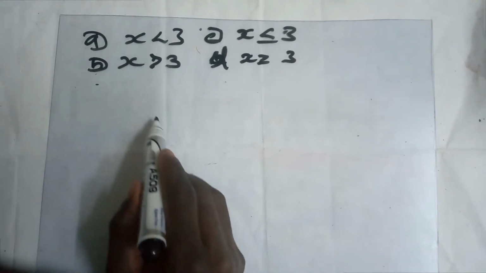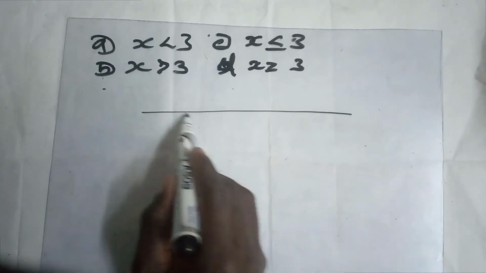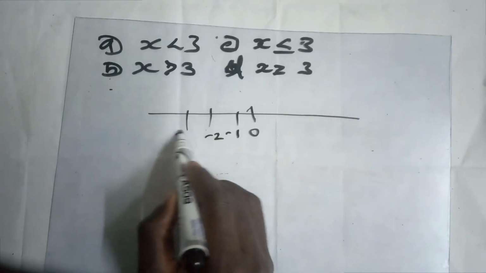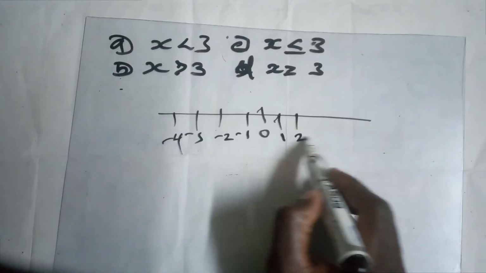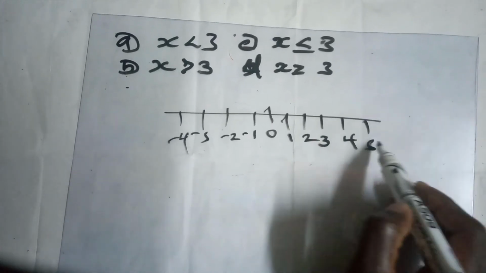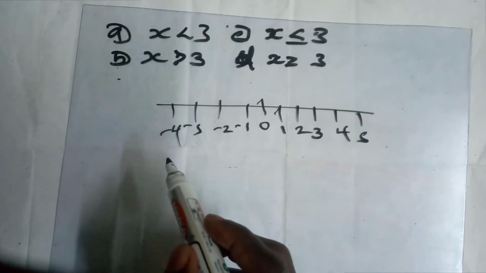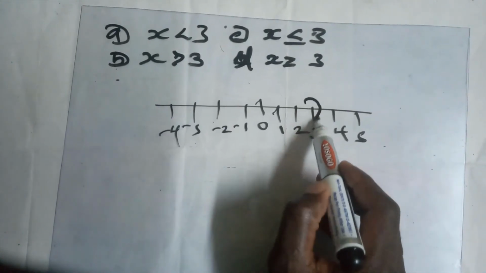We have these inequalities, and I want to show you how to illustrate them on a number line. For instance, when you have this number line here, and then here is 0, -1, -2, -3, -4, and then 1, 2, 3, 4, and then 5. And then you're told to express a into this number line. The first thing, you come to where the value is 3. Where is 3? Here. And then you circle that point.